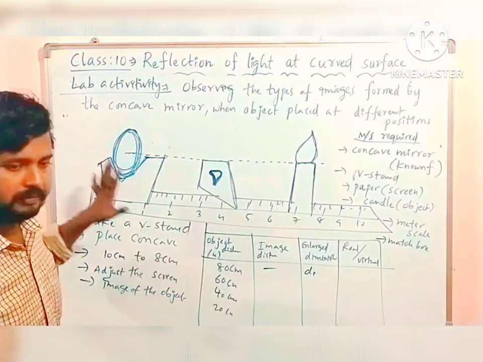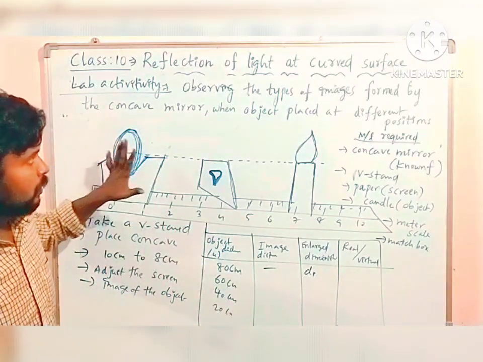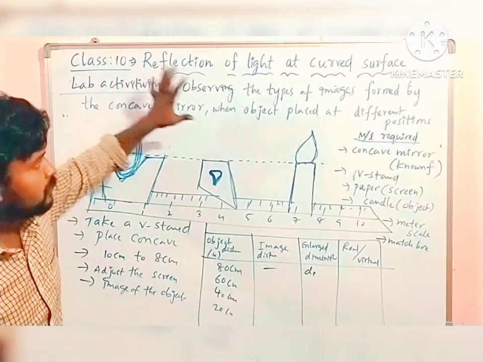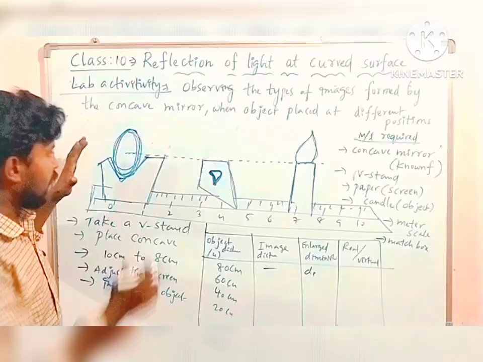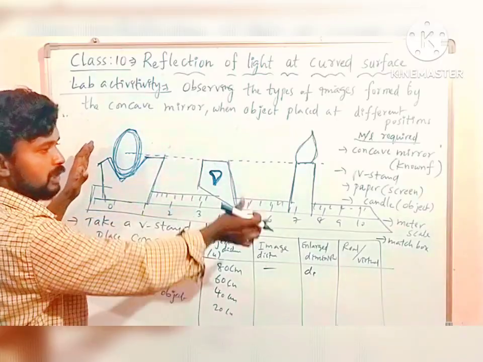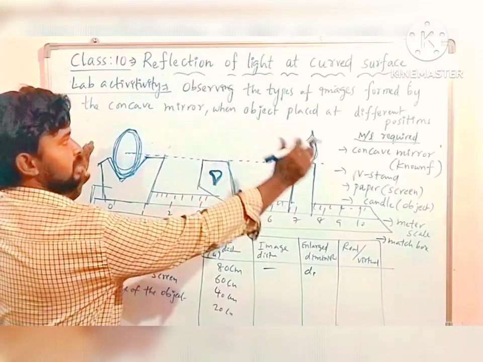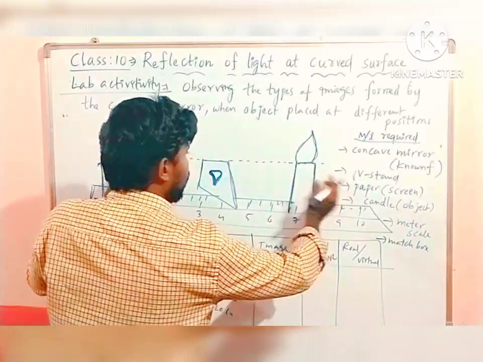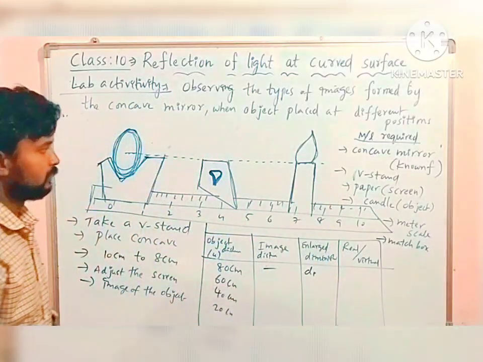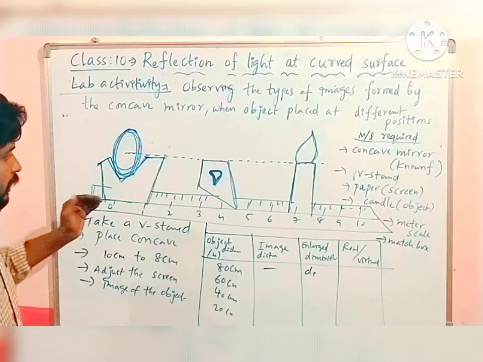This is a lab activity. So what is the aim of observing the types of image formed by the concave mirror? అంటే కాన్కేవ్ మిర్రర్ లో ఎట్లాంటి ఇమేజెస్ ఫామ్ చేస్తారు, when the object is placed at a different position, అంటే డిఫరెంట్ డిస్టెన్స్ లో ఉన్నప్పుడు what type of image forms? ఓకేనా, this is the experiment.